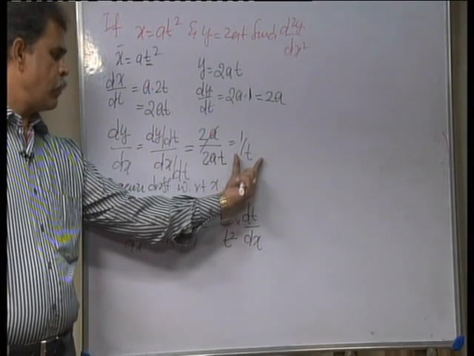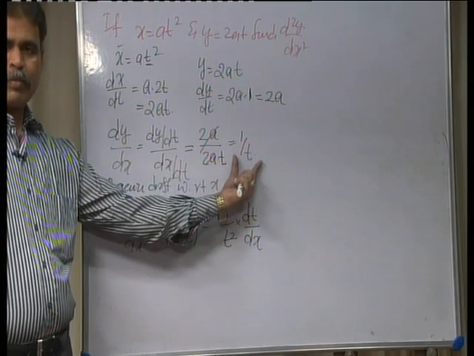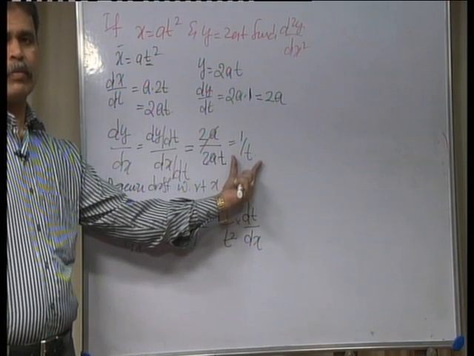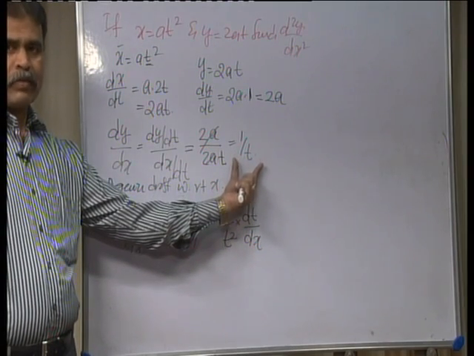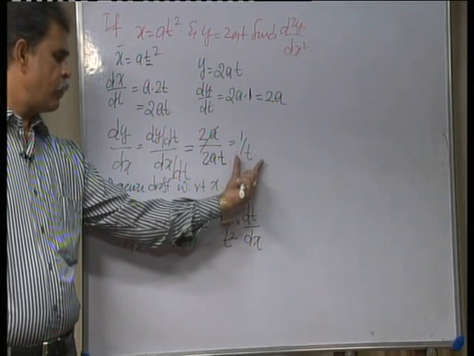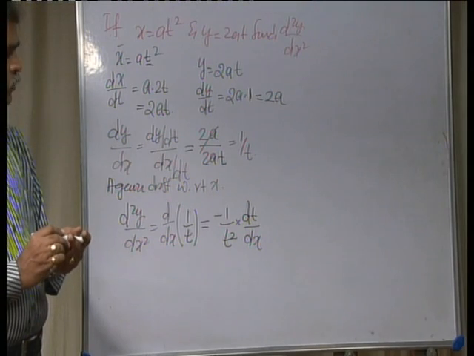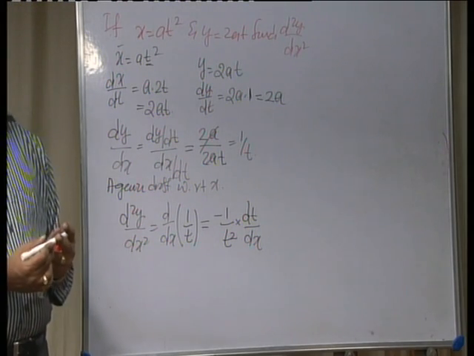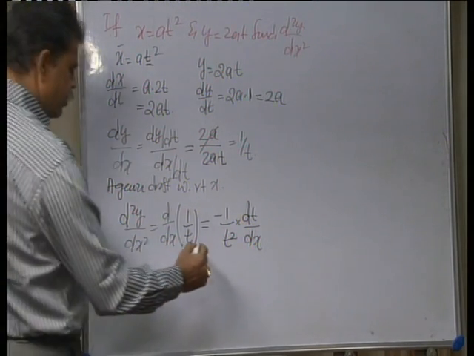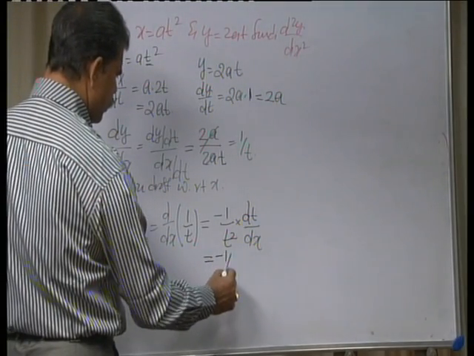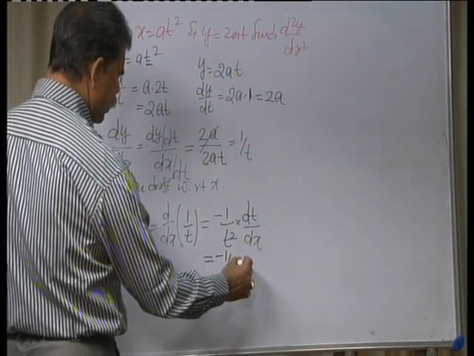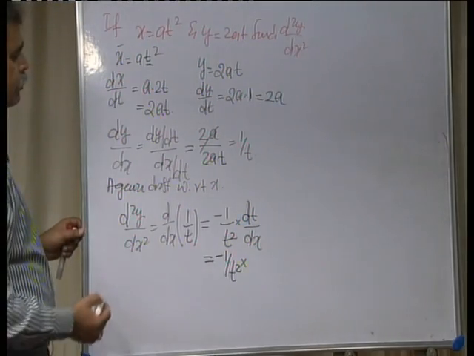If you differentiate it again with respect to x, it will become 0, but we should not take it as 0. Hence, we have to differentiate this with respect to t, and the t derivative is taken as dt by dx. Therefore, it will become minus 1 divided by t square into dt by dx.